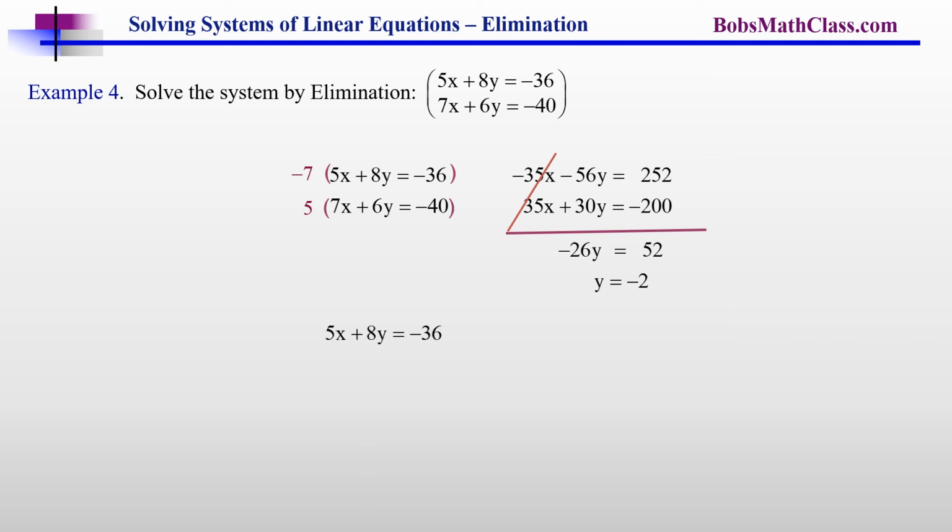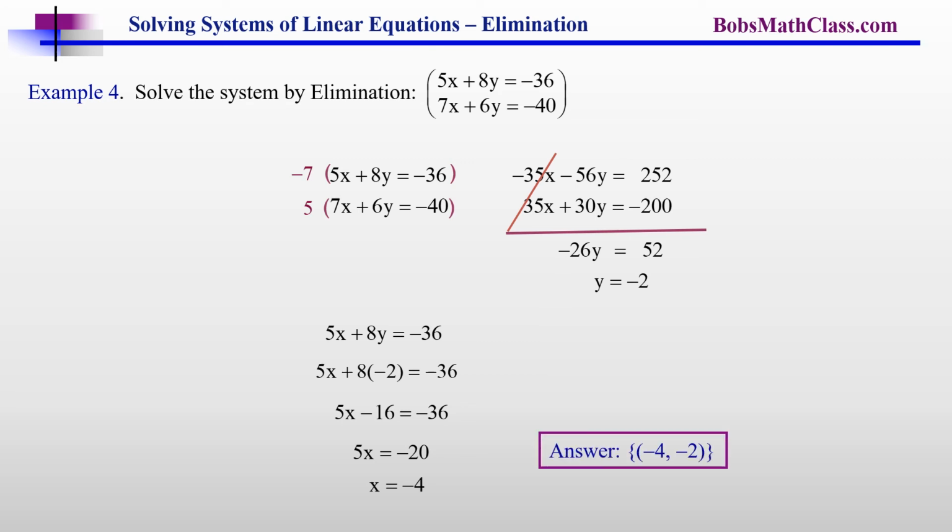Let's plug it in. We'll plug it into the top row. Remember, this is y, so plug it in for y. So 5x plus 8 times negative 2 equals negative 36. 8 times negative 2 is negative 16. Add 16 to both sides. That gives us 5x equals negative 20. Divide by 5. X equals negative 4. So there's our answer. Negative 4, negative 2.